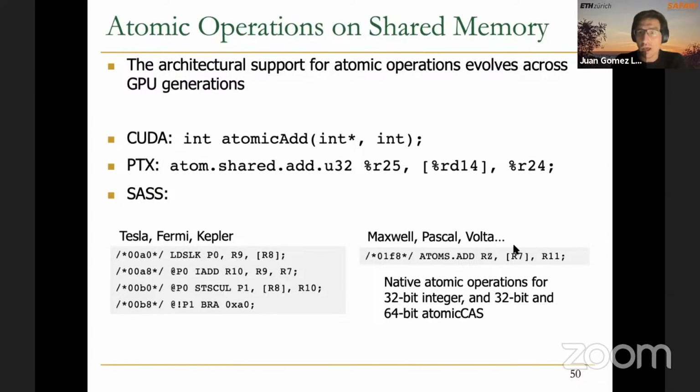In Maxwell, we have the native atomic operations that appeared, and they continue existing in Pascal, Volta, and later architectures. These are a single instruction. They are not all supported natively. Only 32-bit integer and 32 and 64-bit atomic compare and swap. Other atomic operations still require several instructions for the execution, but I think that it's quite significant and interesting that we now have native support for atomic operations, as you can see in the latest generation.